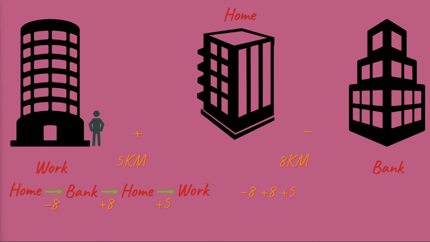Can you guess the distance that you take from your home to the bank, to home again, and to your work? Is it -8 plus 8 plus 5, which equals 5 kilometers? Definitely this wasn't the distance that you take during this journey. So how can we calculate this distance? We are actually going to calculate it this way: +8 plus 8 plus 5, that will be equal to 21 kilometers.